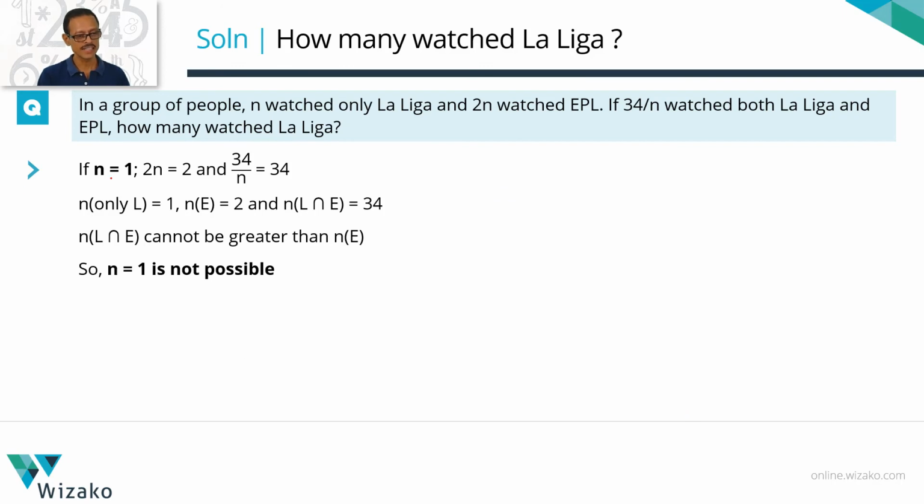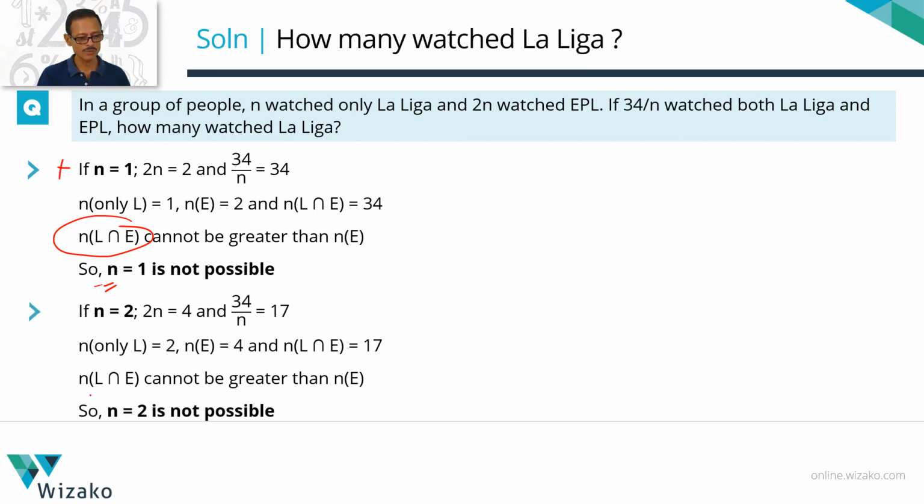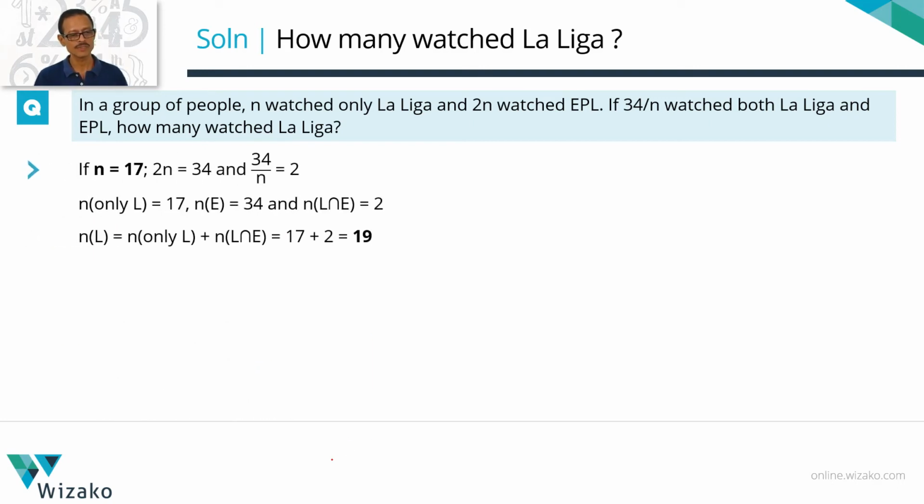So we're checking out when n equals 1. This is not a possible case because n of L intersection E cannot be greater than n of E. So we'll rule it out. Similarly, for n is equal to 2, it is not possible. Here again, n of L intersection E is 17, whereas n of E is only 4. This is also not possible. Third case, when n is equal to 17, definitely feasible. n of L intersection E is 2, whereas n of E is 34. This number n of L intersection E is lesser than n of E. So n equals 17 is possible.